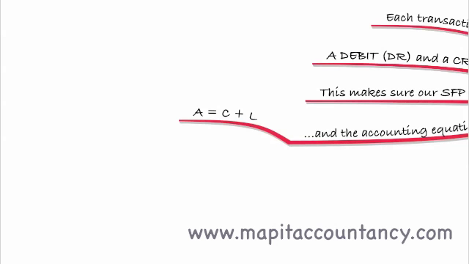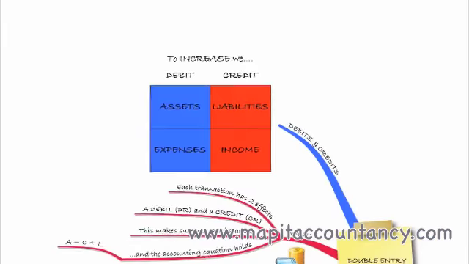So each transaction that we look at will have a debit and a credit. That will make sure our statement of financial position balances, and it will ensure that our accounting equation always holds true. That's why we're doing it. So what do we need to learn? Well, the first thing we need to learn is this table.